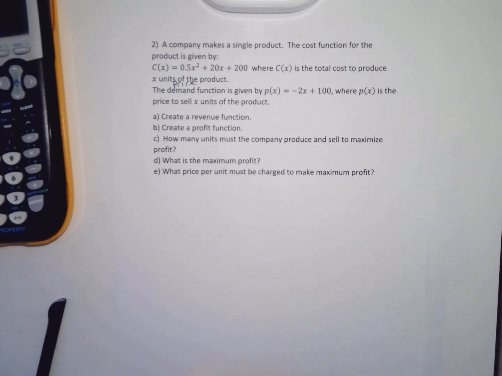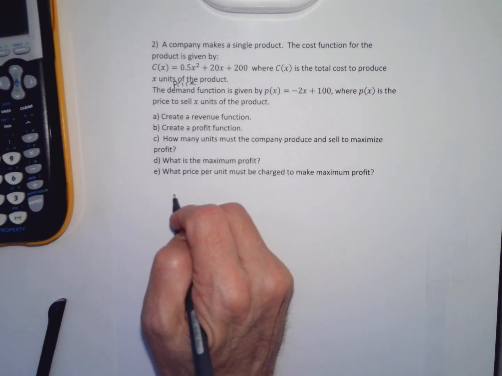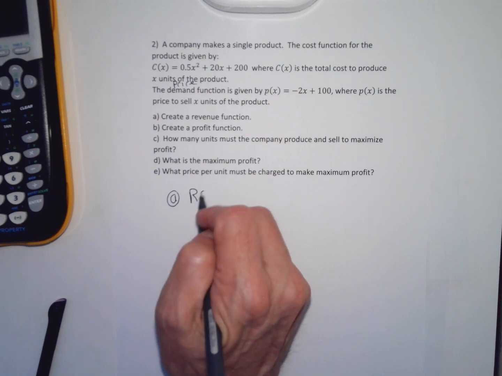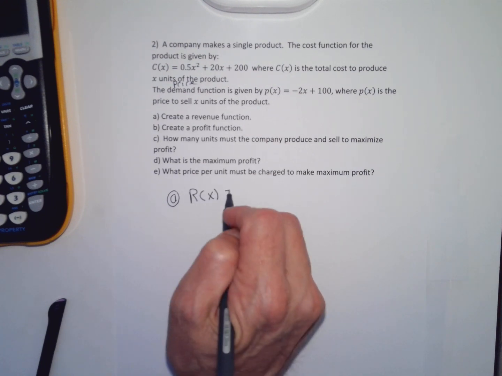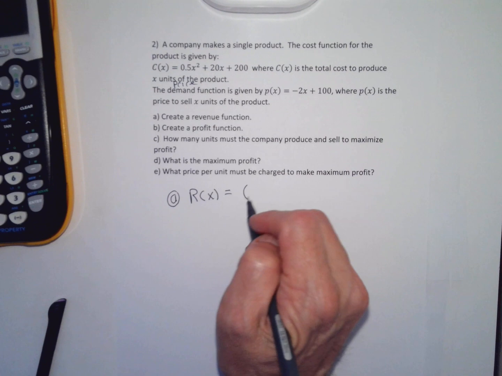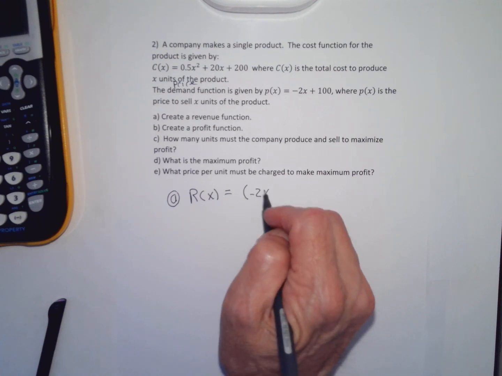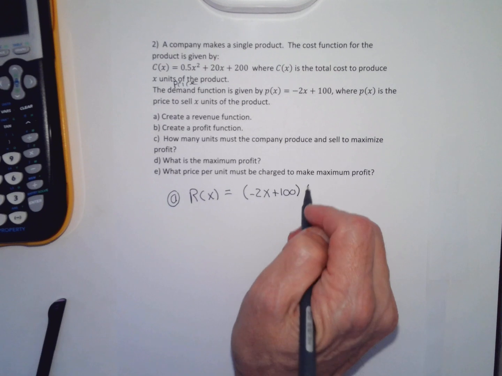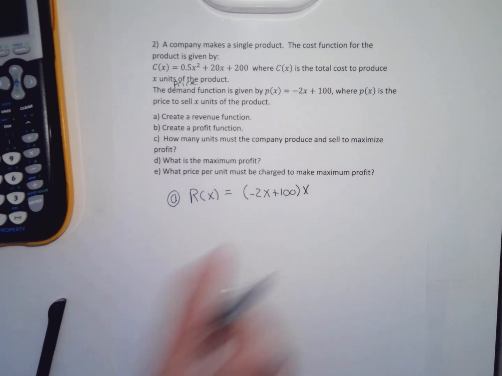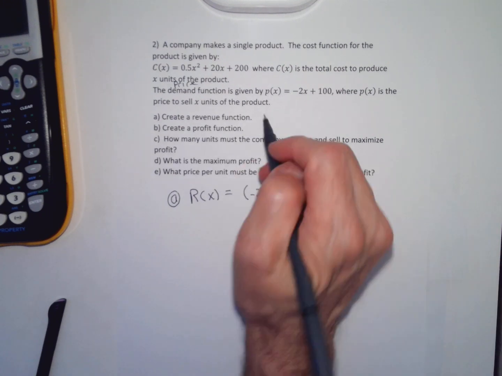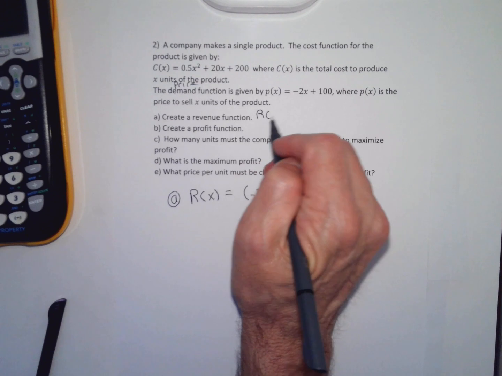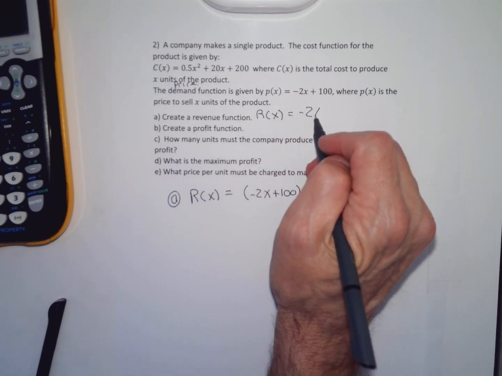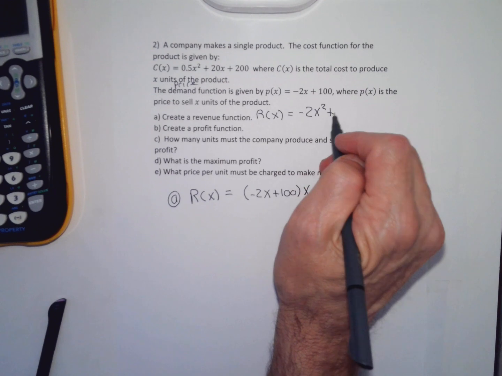How do I create a revenue function in part A? Super easy. Revenue is price times quantity. So the revenue function is quantity times price, or price times quantity. Multiplication is commutative. So my revenue function I just get by clearing that parentheses, and I get revenue is negative 2x squared plus 100x.